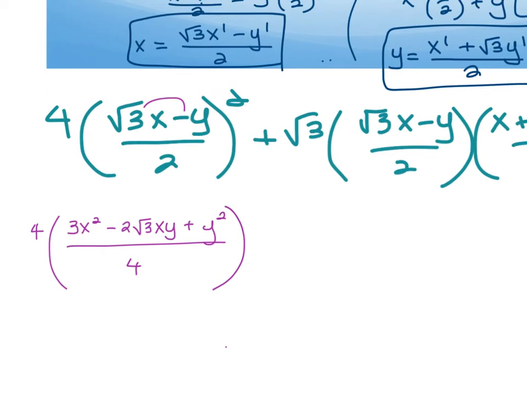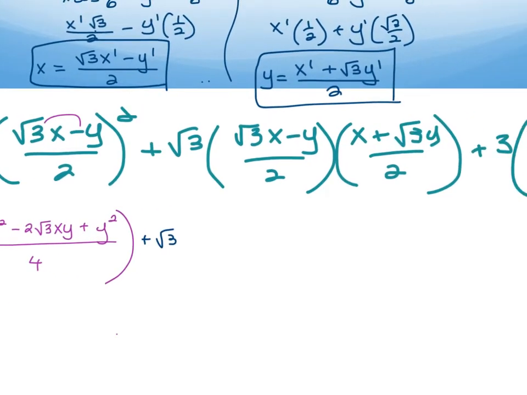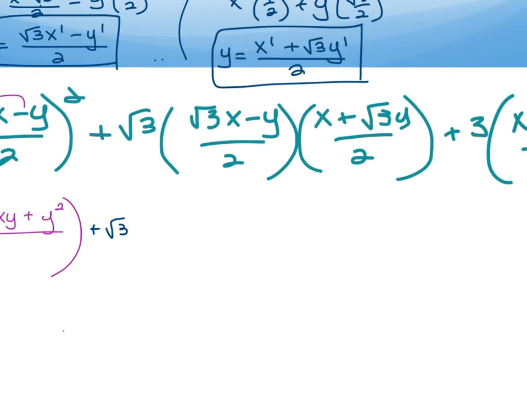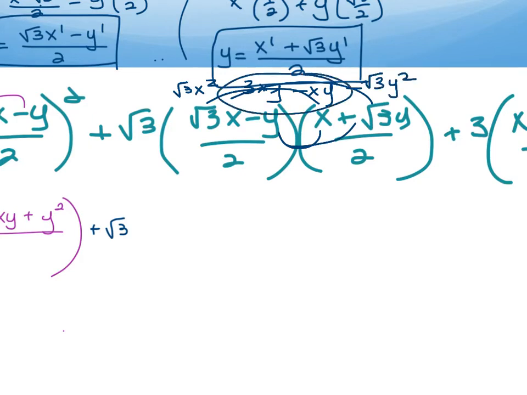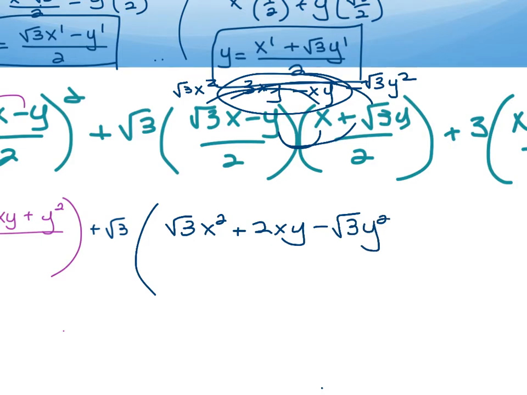Then I go to the next one. So this is plus root 3. This time those terms are not the exact opposites or squared, so you got to actually FOIL it out. So this would be root 3x squared. This would be 3xy. This would be negative xy, and this would be negative root 3y squared. I can combine these like terms, so I end up with root 3 times root 3x squared plus 2xy minus root 3y squared all over 4.